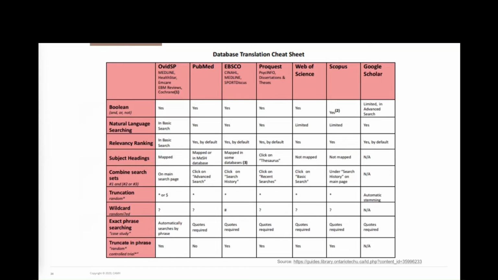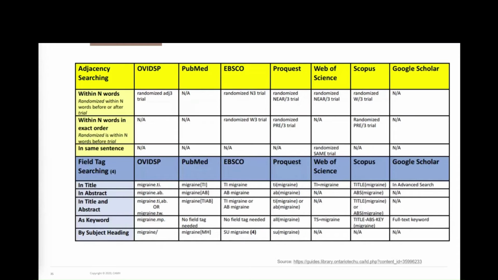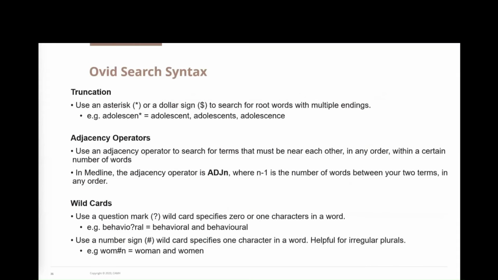Here's a more complete chart that I referred to earlier, and you can find a link to this in the resources slide. This slide outlines more syntax features and a brief explanation. There's truncation, adjacency operators for proximity searching, and wildcards.